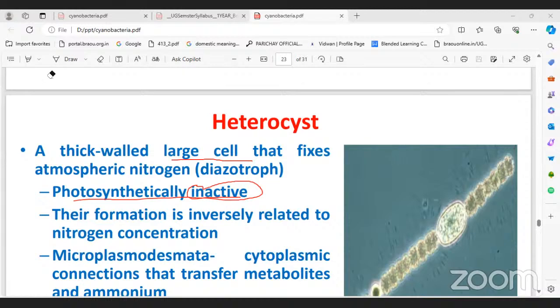From the exam point of view, remember only one thing, that is general character. In general character, no need to write all. Just in general character, first distribution, habitat. After that, thallus structure, cell structure, reproduction. This much is enough. Yes.